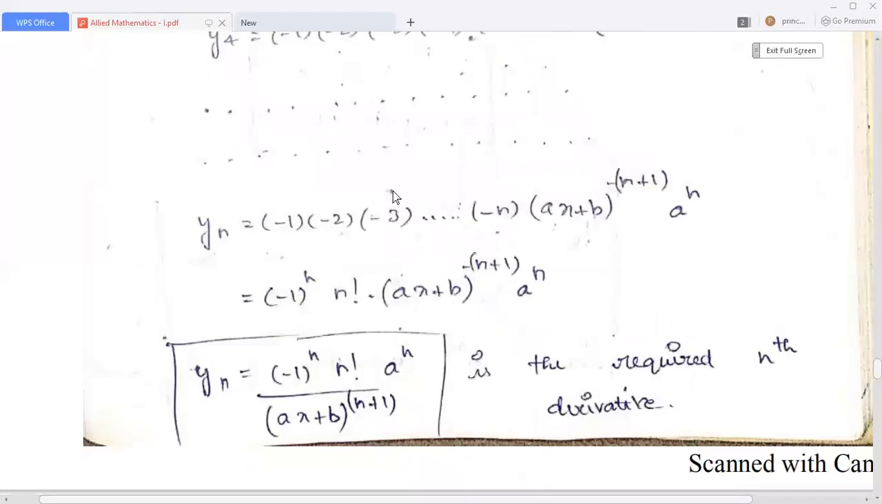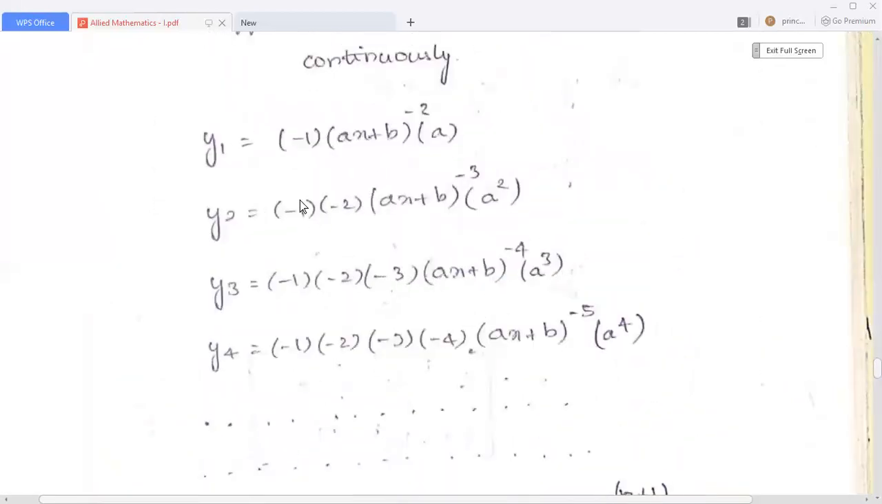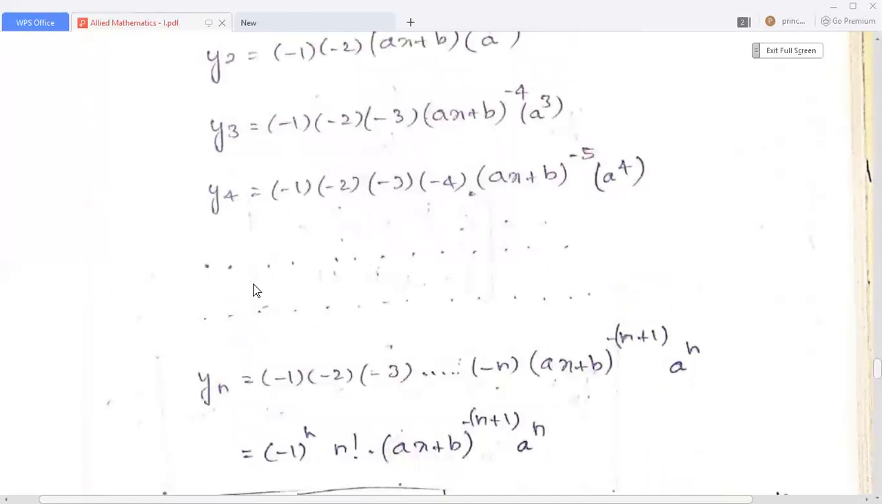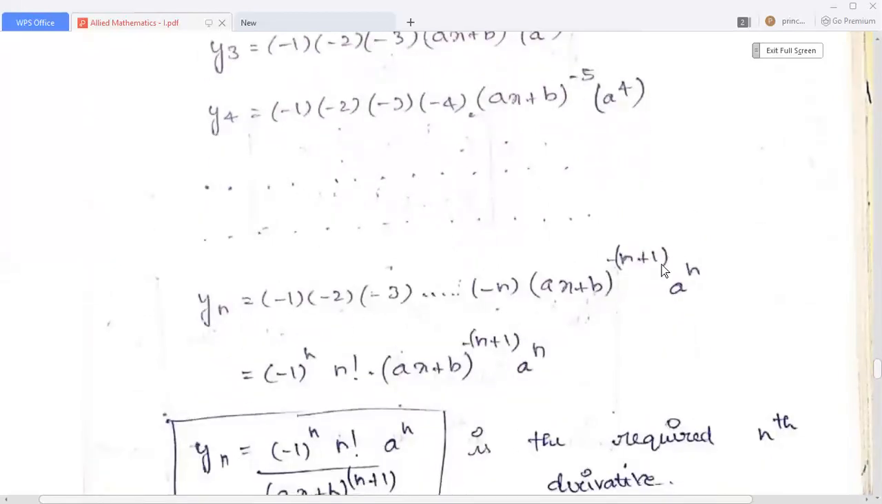So proceeding in this manner, we write yn, that is the nth derivative. That is the nth derivative is equal to minus 1 into minus 2 into minus 3, etc., minus n into ax plus b power minus n plus 1. When you compare y2, y3 and y4, we get this yn. So into here into a power n.